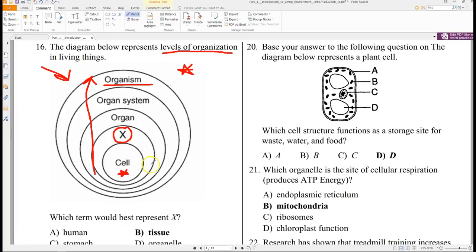So when you put cells together, what do you get? You get tissue. What do you get when you put tissue together in an organized manner? You get an organ. What happens when you put organs together that belong together in a human body system? You get an organ system. And what happens when you put all these organ systems together? You get an organism. Very good.